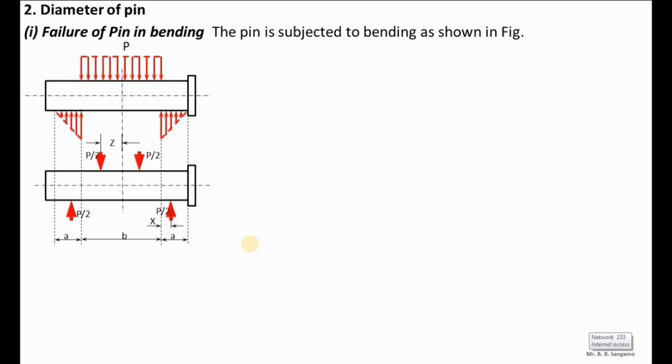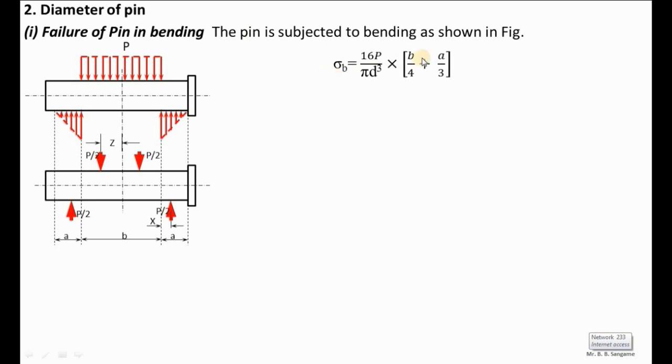During the design procedure we have derived one formula of bending stress sigma b for the pin. Sigma b is equal to 16P divided by pi d cube multiplied by b by 4 plus a by 3. Already we have calculated the dimensions of the eye and fork, that is b and a. We have the value of P. We have the value of sigma b. Actually in the problem sigma b is not given, but we can assume that the bending stress is equivalent to the tensile stress, and we can take the value of the permissible tensile stress as the permissible bending stress.